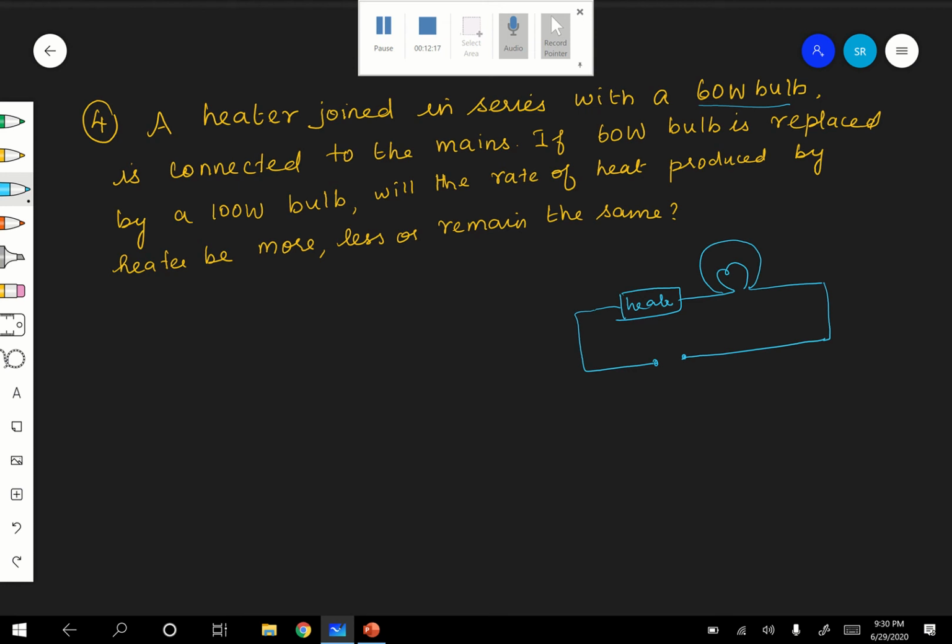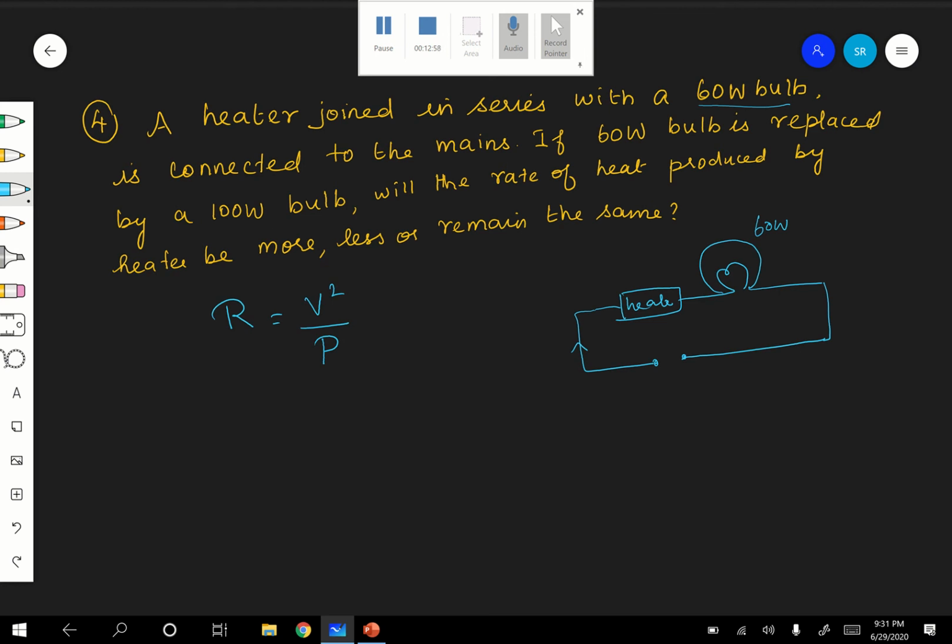Now, the current will be flowing in this direction. Because both are in series, the same current will be flowing. That is very, very important here. Now, this is for the 60 watt bulb. What will be the resistance of the bulb? You know that resistance R is equal to V squared by P, from the rating.